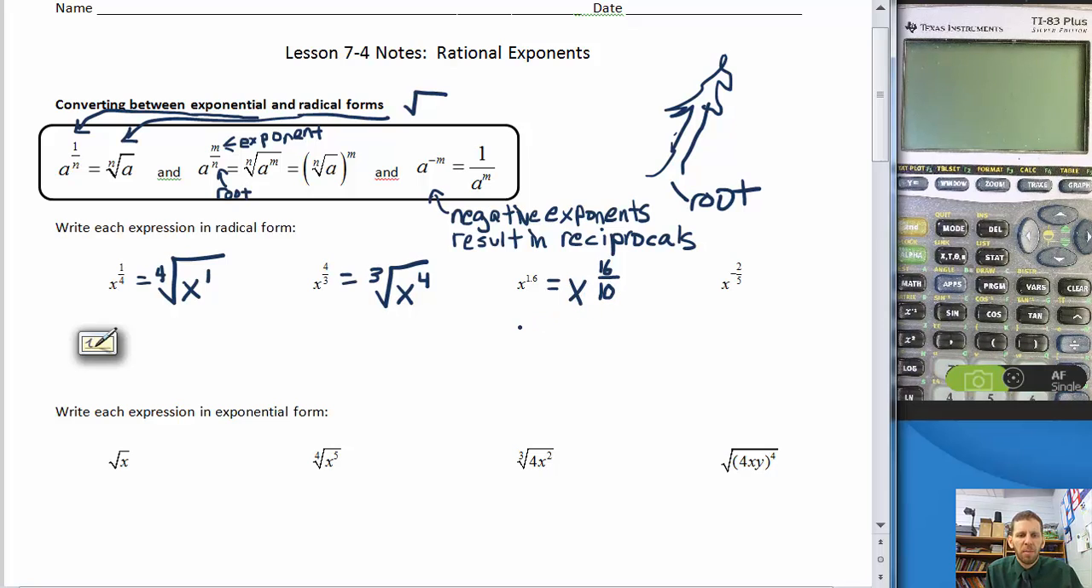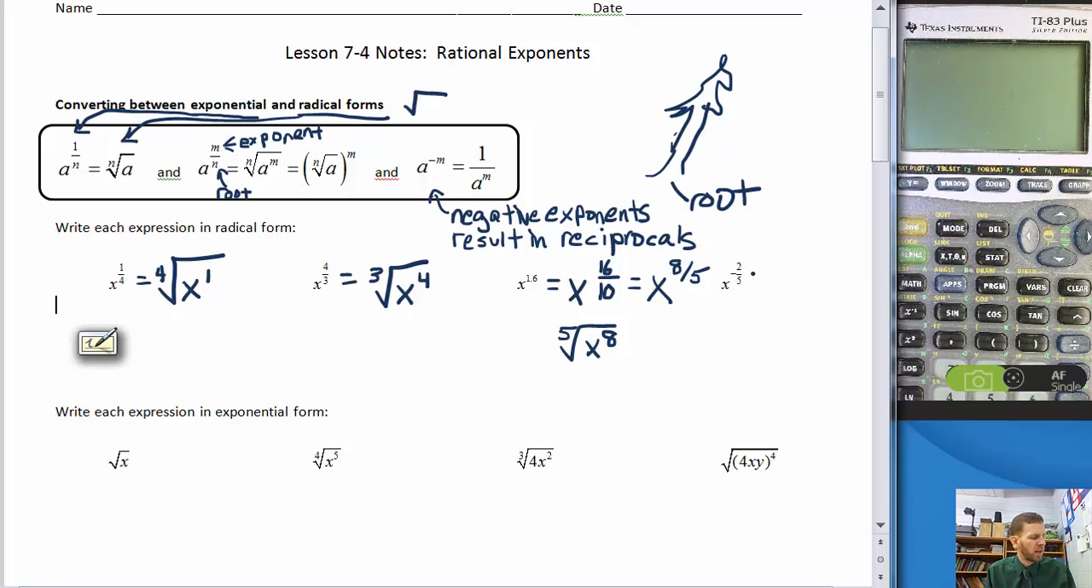Now, 16 over 10 can be reduced. It can be reduced down to 8 over 5 because you can divide each of these by 2. And now that you have it as a rational exponent, the number on the bottom is the root, followed by the exponent, x to the 8th. So in all these problems, the bottom number goes in front, the exponent stays with the x.